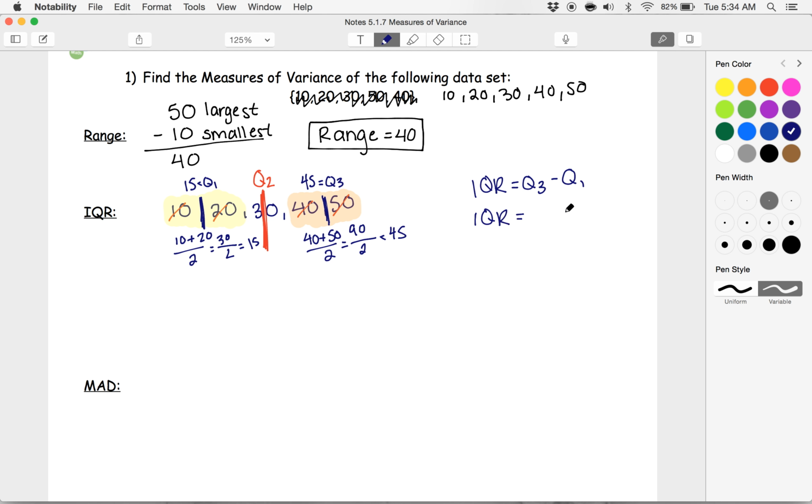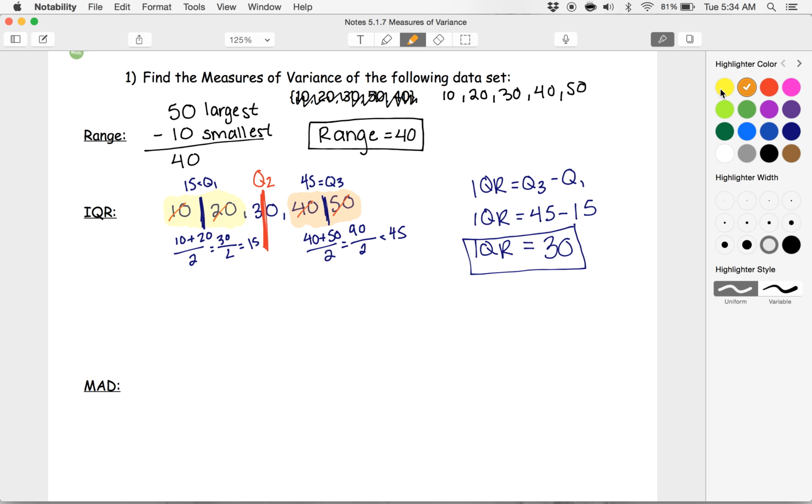Now IQR is equal to quartile 3 minus quartile 1. IQR equals 45 minus 15. IQR equals, let's say we're going to get 30. So far our range was 40. Our IQR is 30.